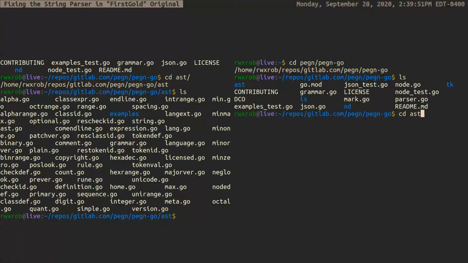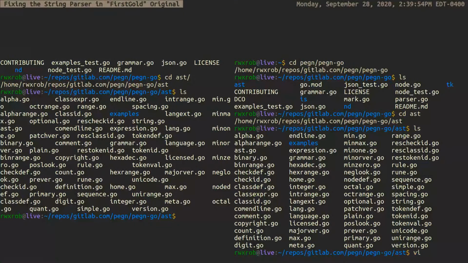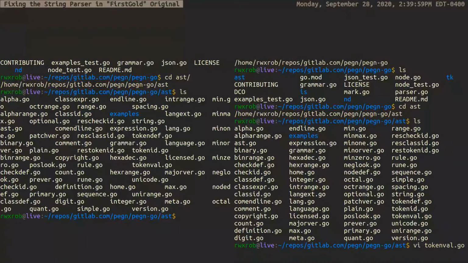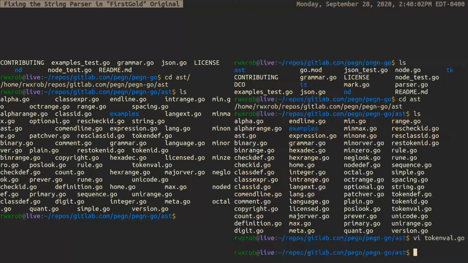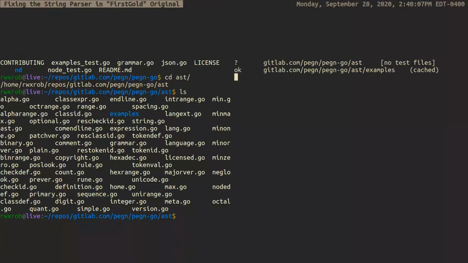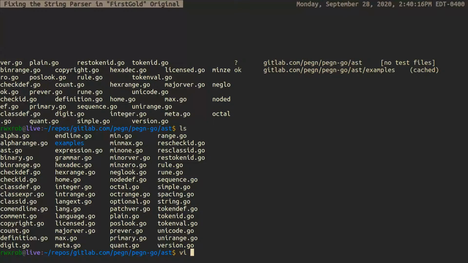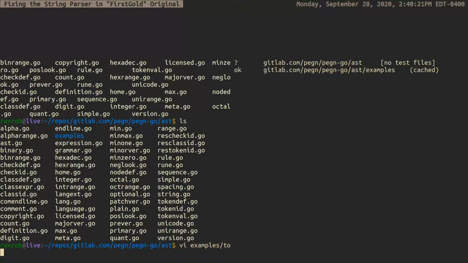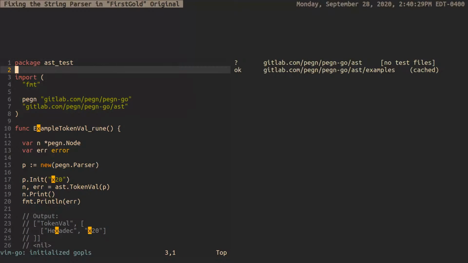And it has a bug. This is being parsed from token val. And yeah, let's go ahead and run that. So let's take a look and make an example for the situation that's not working so I can be sure to catch it. Token val is the node type that's not parsing correctly.